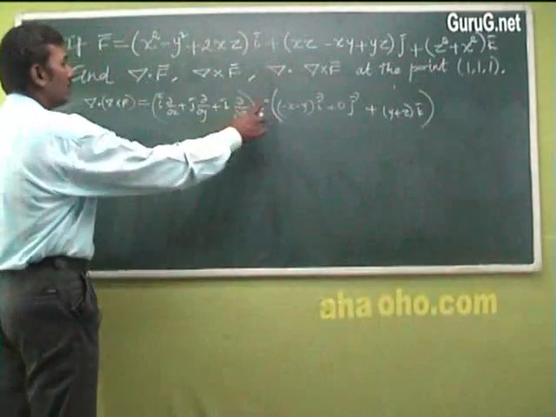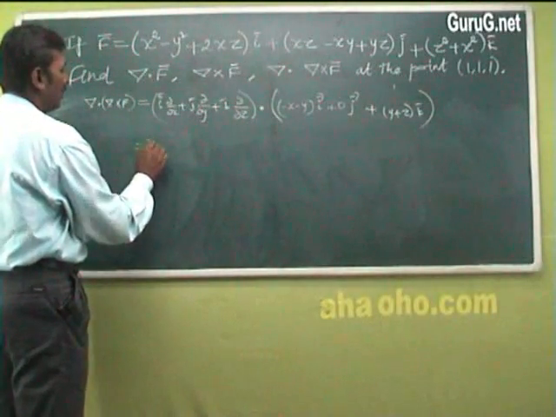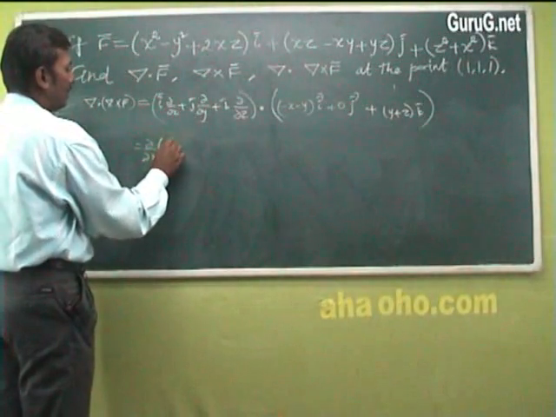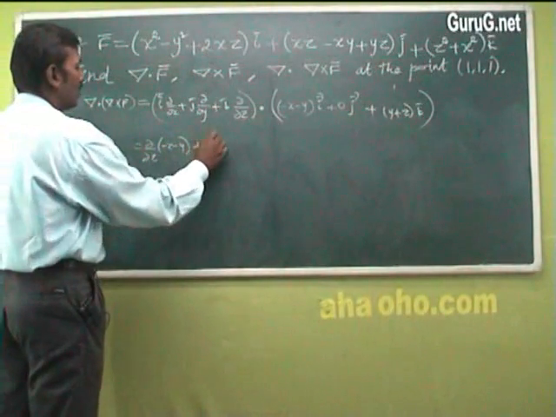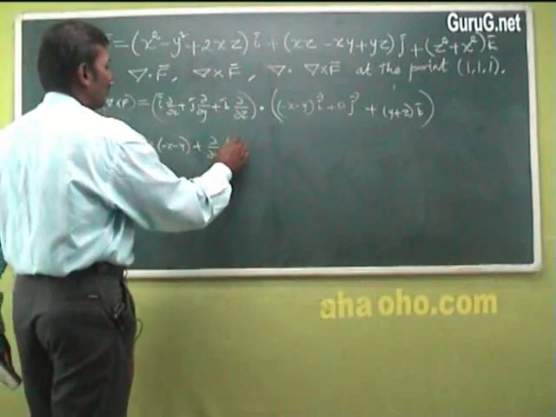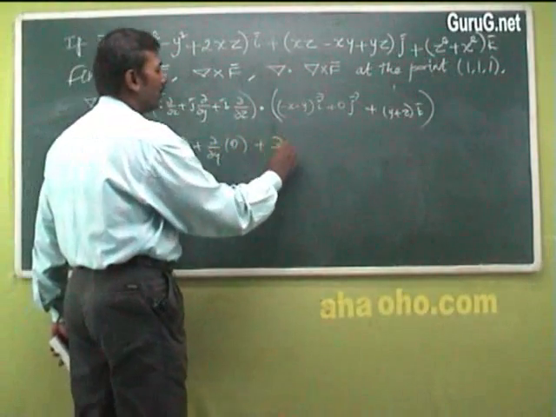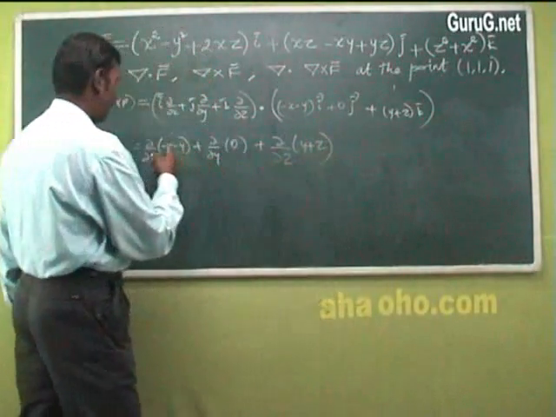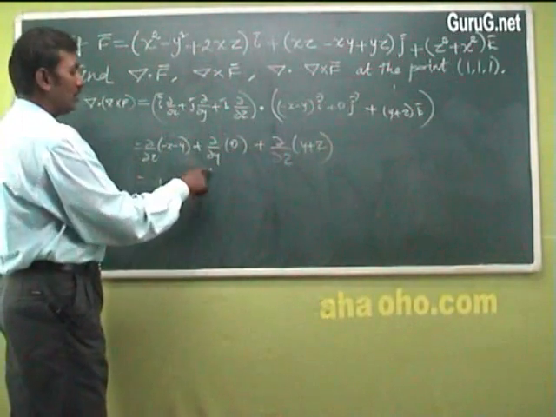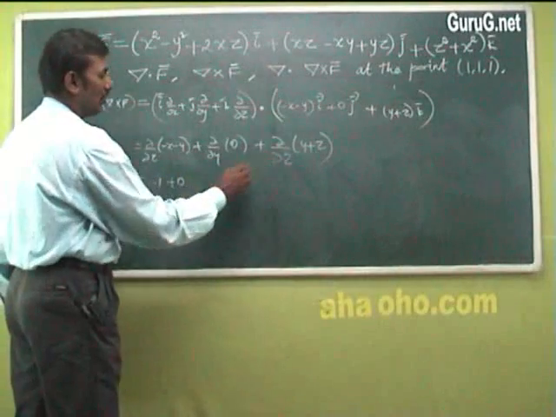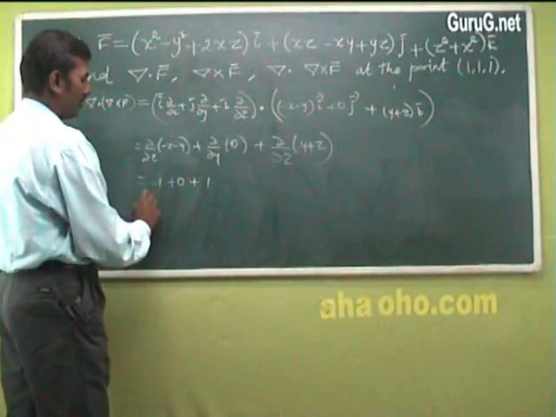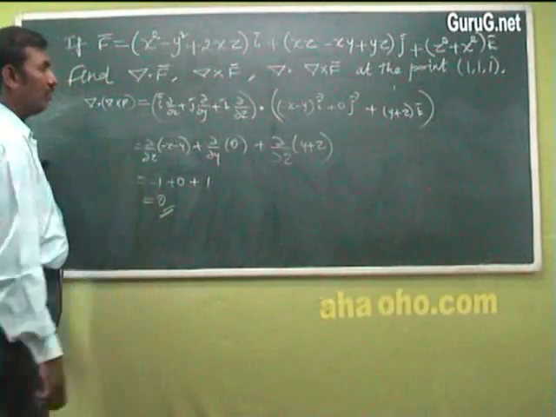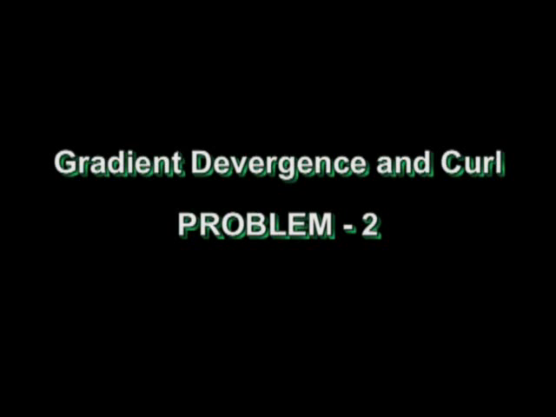Now dou by dou x of this, so dou by dou x of minus x minus y, plus dou by dou y of 0, plus dou by dou z of y plus z. Then now minus 1, this is 0, this is plus 1, so this is equal to 0, right? Okay.